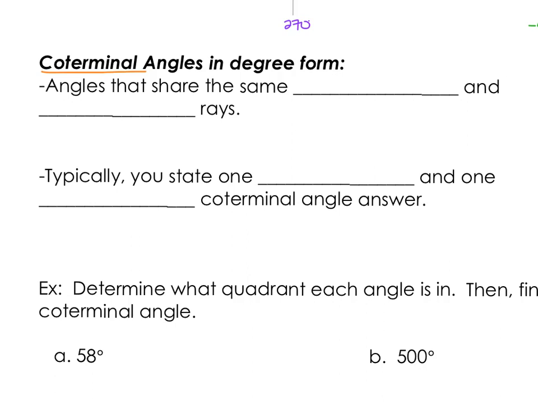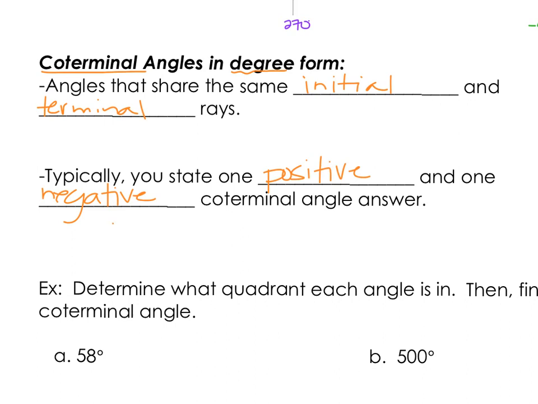We're going to look at them today in degree form. So they're angles that share the same initial and terminal rays, but they're not the same number. Terminal, there we go. Is that spelled correctly? Yes, terminal rays. Typically, you'll always have one positive coterminal measure, and you'll include one negative coterminal measure. So you'll have one of each. That way you can go counterclockwise or clockwise.